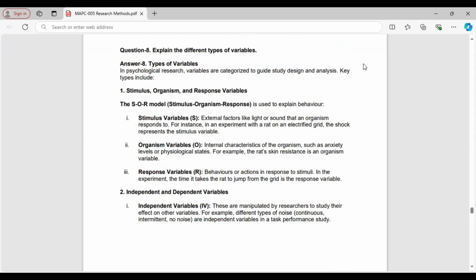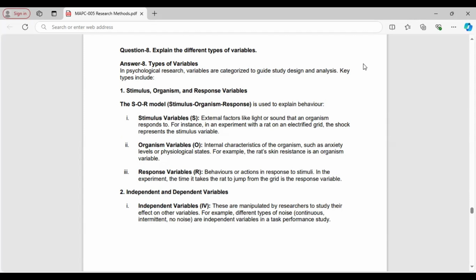Organism variables are internal characteristics of the organism, such as anxiety or physiological states. For example, a rat's skin resistance during the experiment. Response variables are behaviors or actions in response to the stimuli, like the time. For example, how much time the rat takes to jump from the grid.